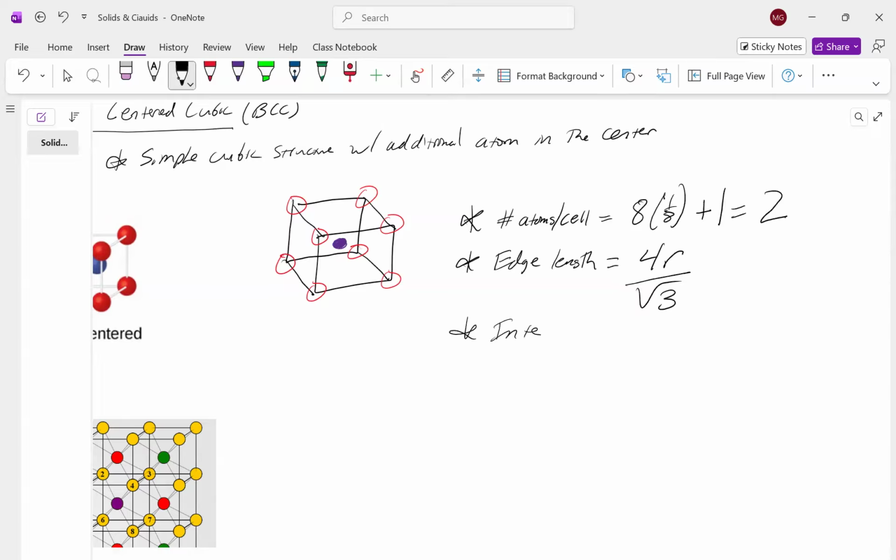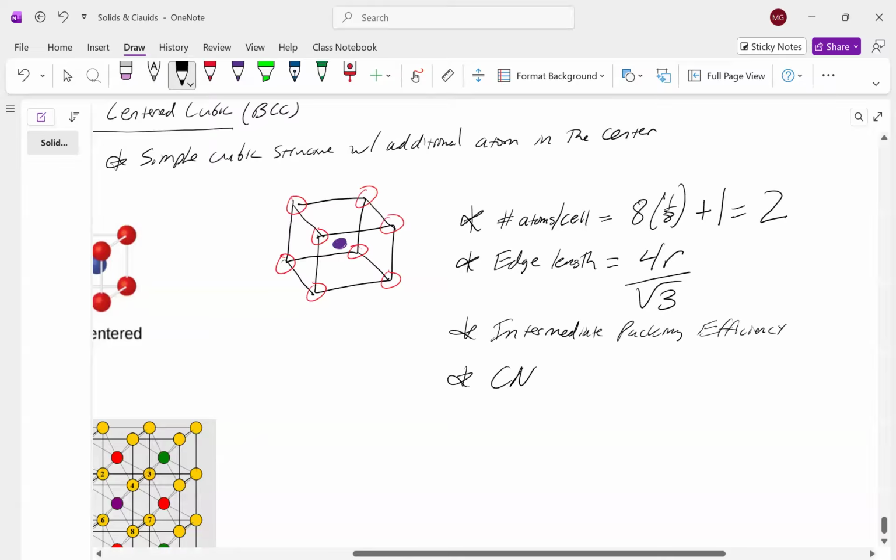And it has an intermediate packing efficiency. And all that you really need to know is that it's more tightly packed than a simple cubic. So simple cubic, a lot of space. BCC, not so much space. And then the last one we look at later will be the most tightly packed one.